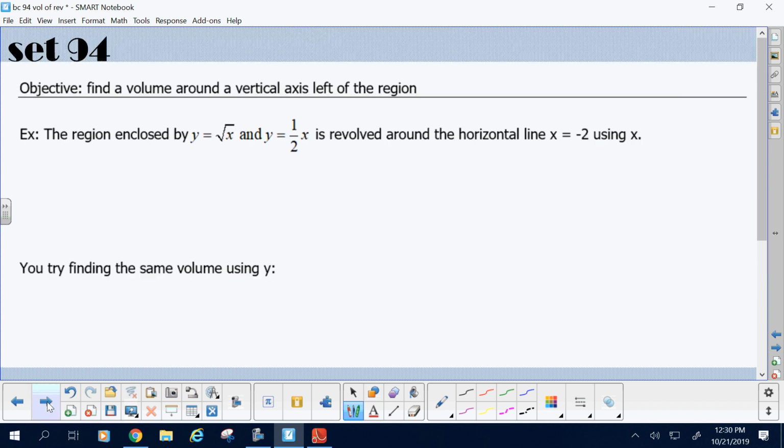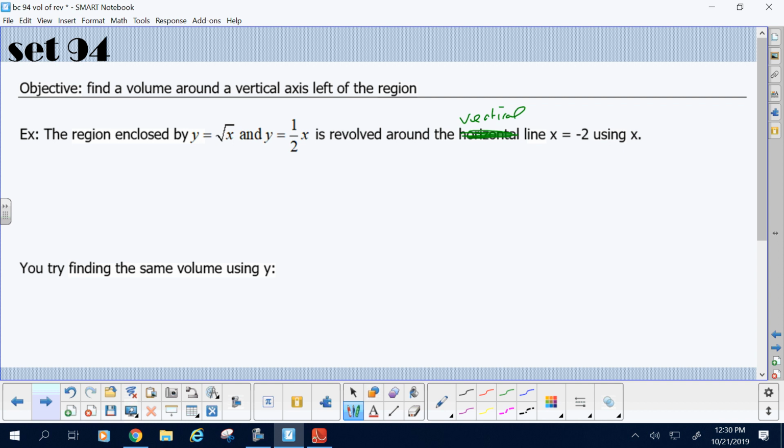All right? Let's try going around a vertical. Does yours say horizontal? That should say vertical because x equals 2 is vertical, dummy. And by dummy, I mean me. Sorry, not you. Okay?